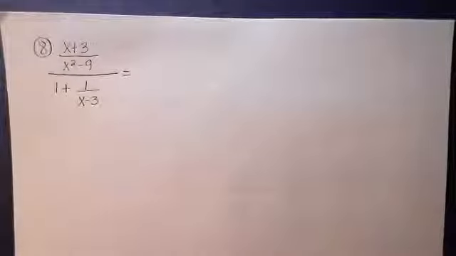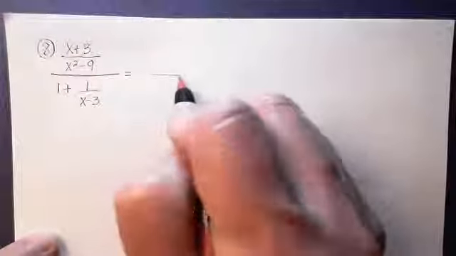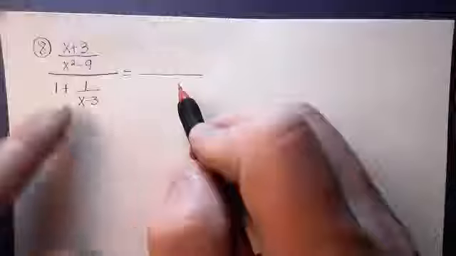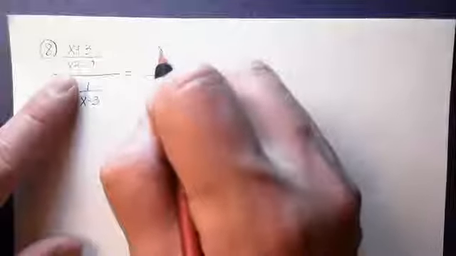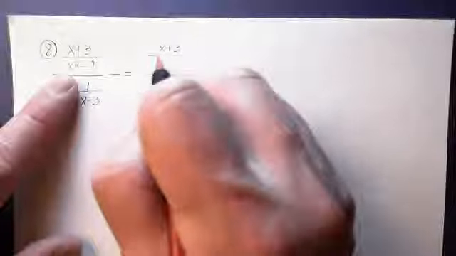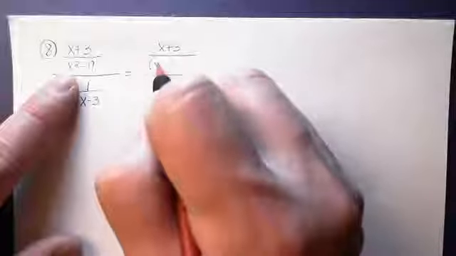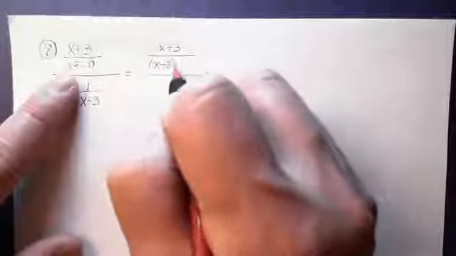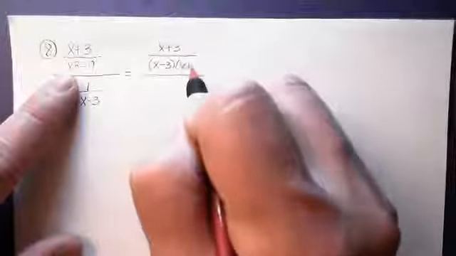Okay, we're ready for problem number 8. Basically, this is my problem. So first thing I can do here on the top is, I notice that I can factor the denominator. So basically I'm going to copy the top, x plus 3. But on the bottom, I can go ahead and factor that as x minus 3, x plus 3.